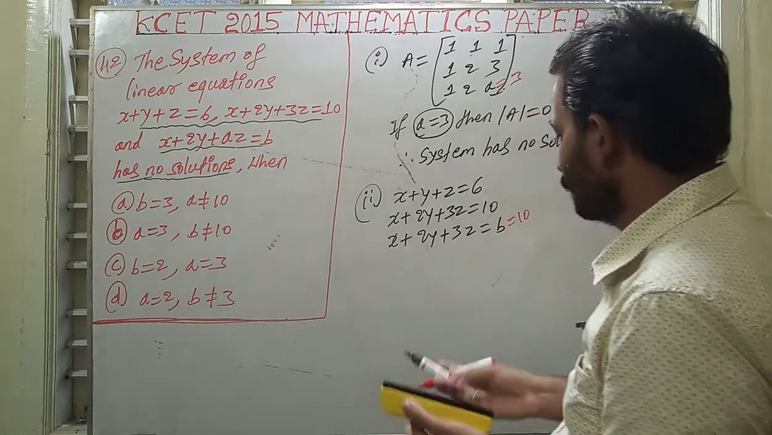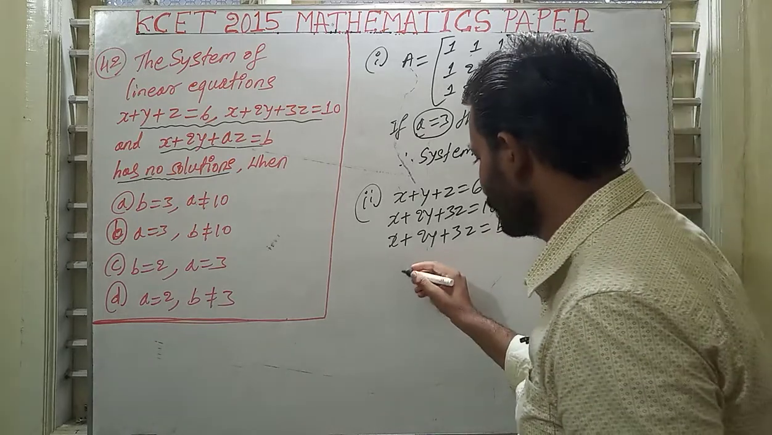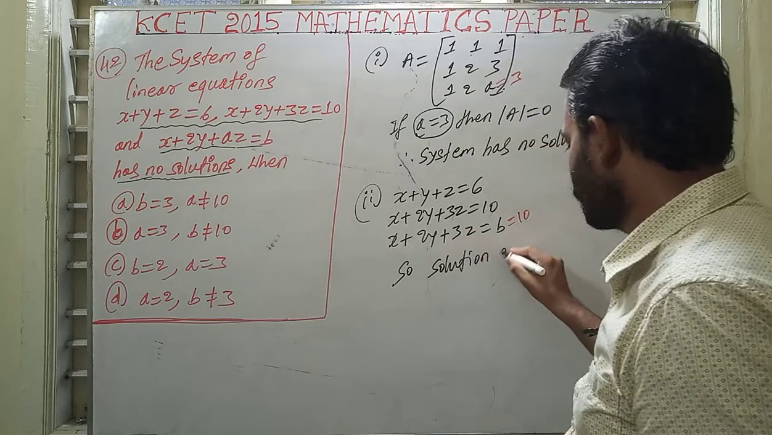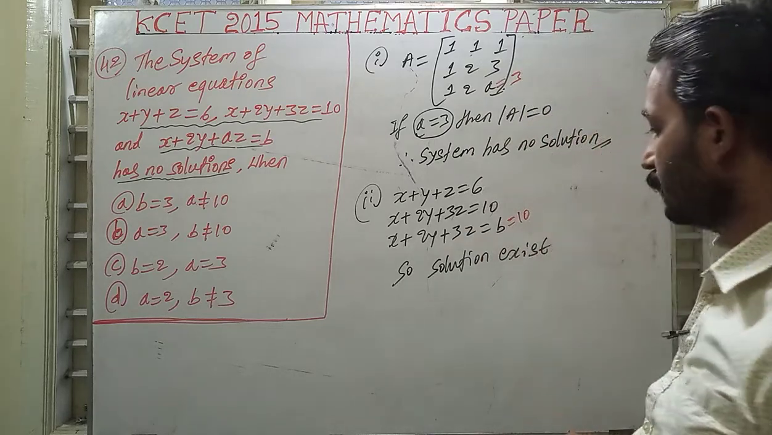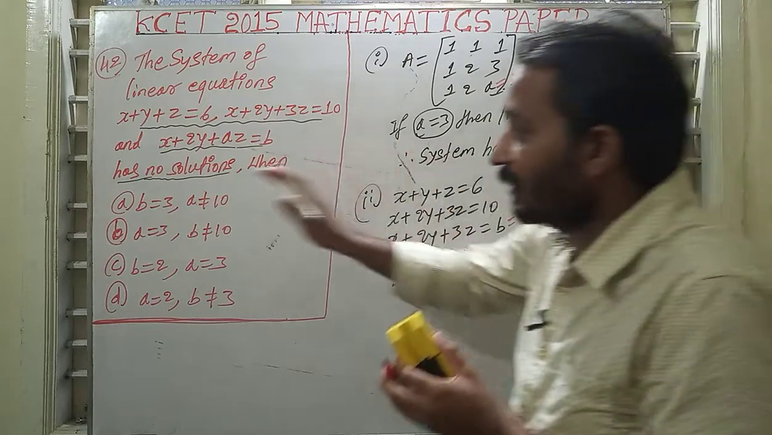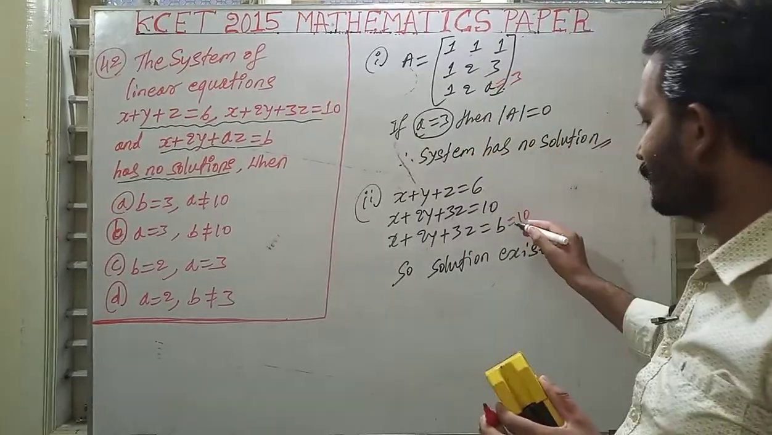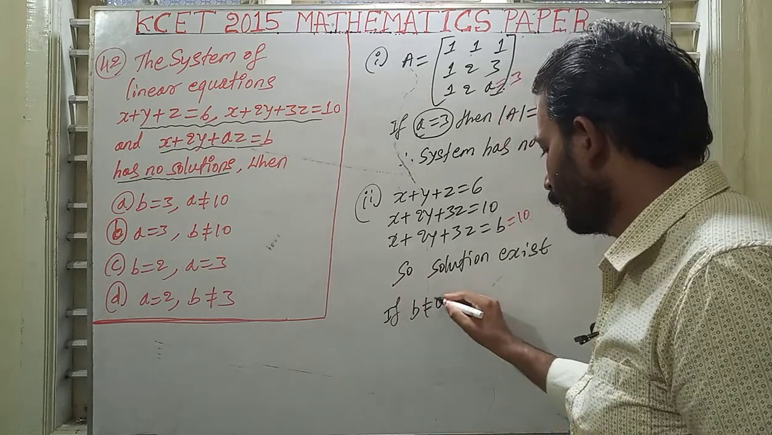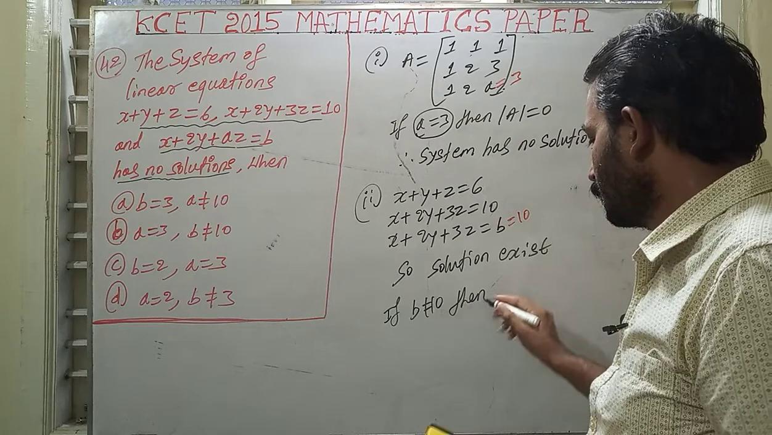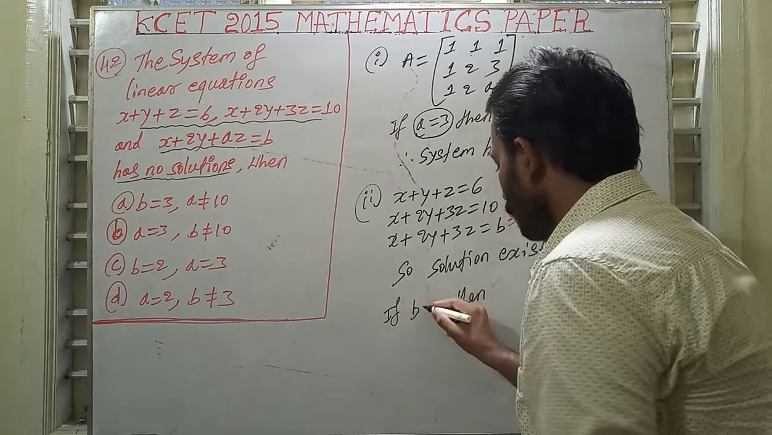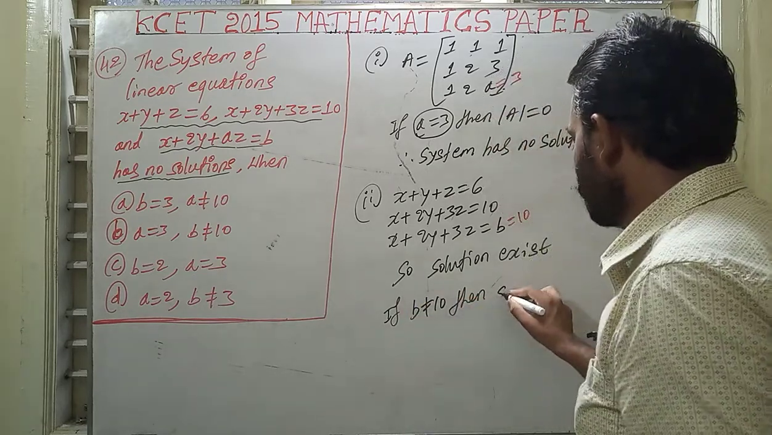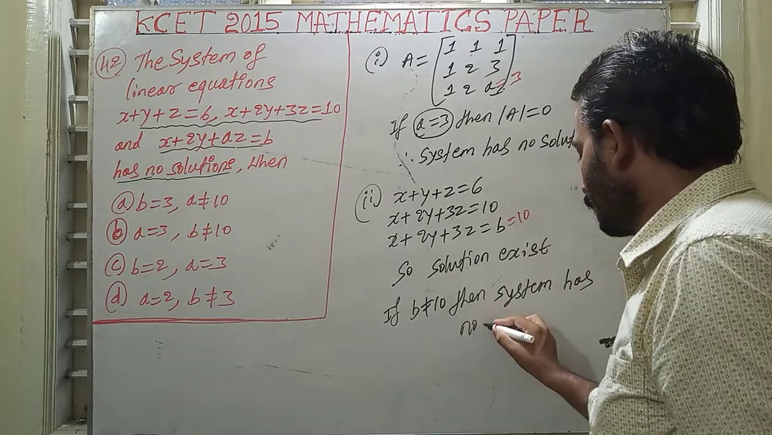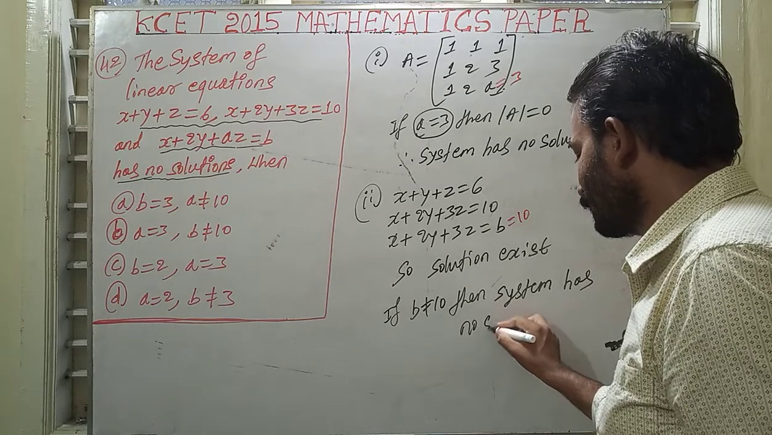Therefore, if b is equal to 10, a solution exists. Since the system has no solution, b is not equal to 10. So if b is not equal to 10, then the system has no solution. It is essential, no solution is essential.